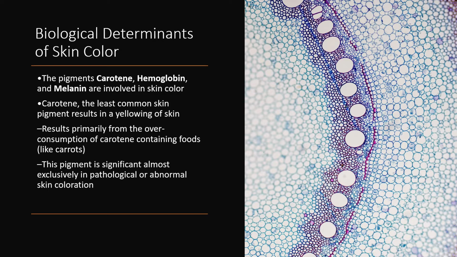For example, carotene is present in large amounts in carrots. The pigment is significant almost exclusively in pathological or abnormal skin coloration.